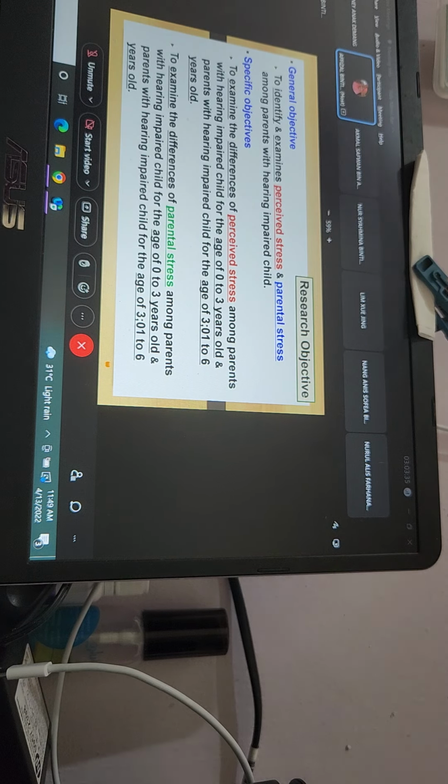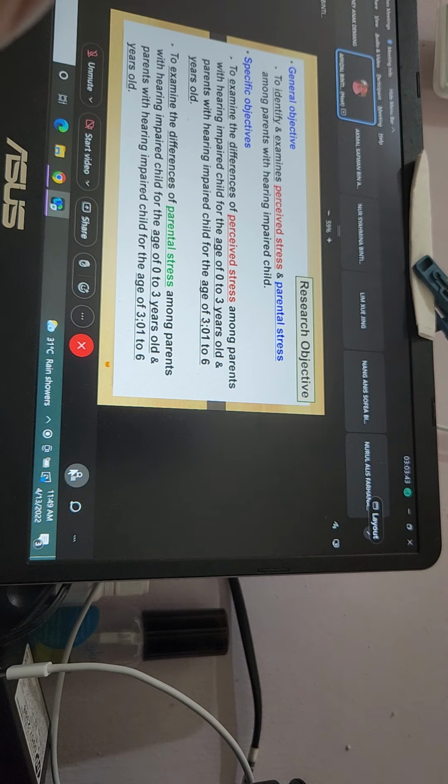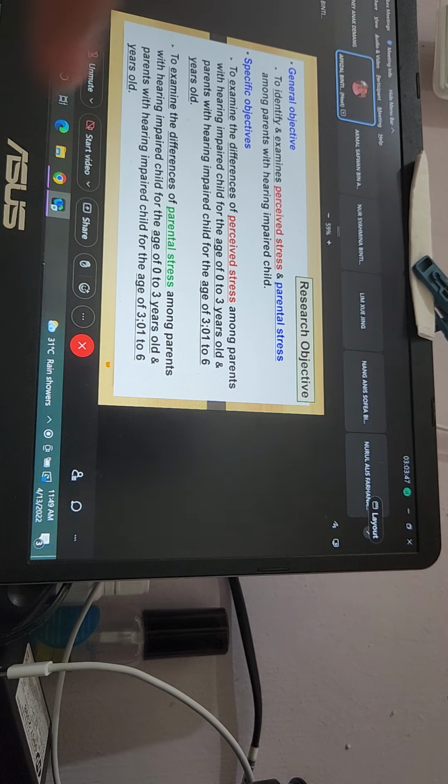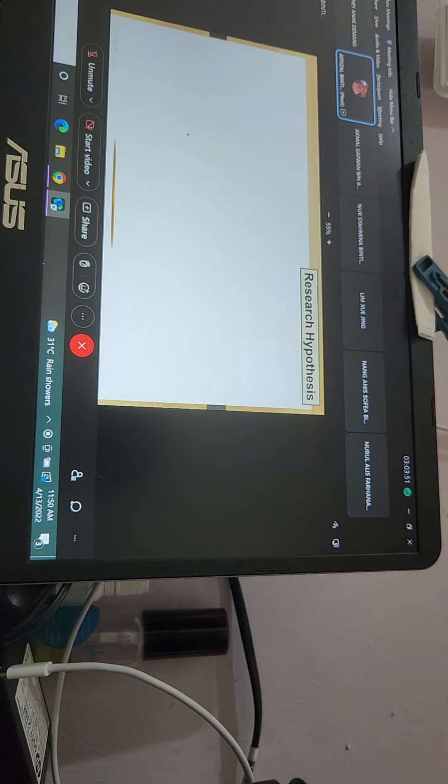So to examine the difference of perceived stress among parents with hearing impaired child for the age 0 to 3 and parents with hearing impaired child age 3 to 6. I do the same for parental stress. This is my objective. Okay?